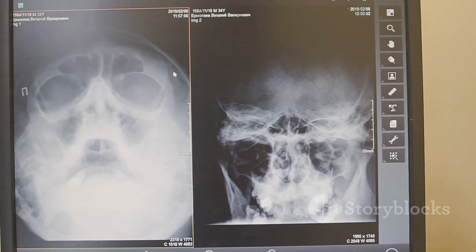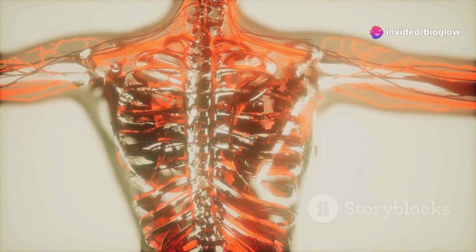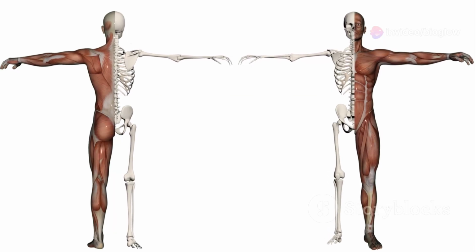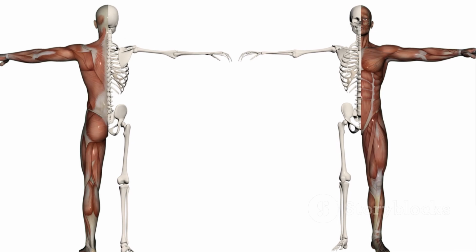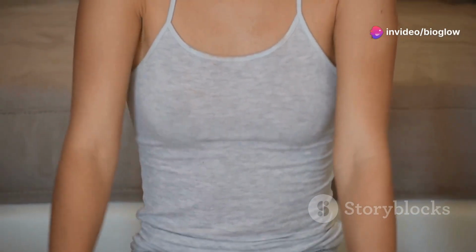The sagittal plane divides the body into left and right parts. If the division is exactly in the middle, it is called the mid-sagittal plane. Otherwise, it is called the parasagittal plane. Movements like walking or running occur in the sagittal plane. For example, raising your arms forward is a movement in this plane.